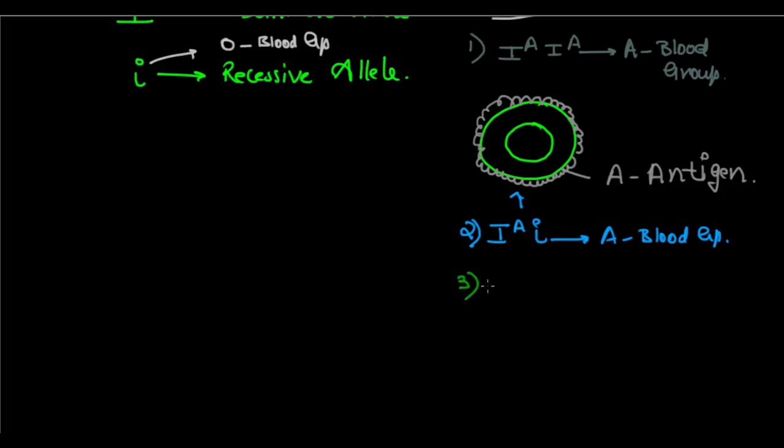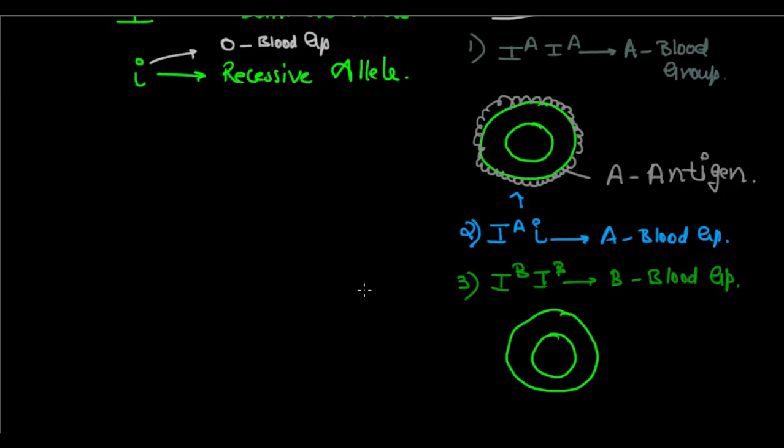Next, number 3. Let us now talk about B. IB IB. You may well have guessed this: you'll get B blood group. In this case, if you take the red blood cell, it will have another kind of protein attached to it, another kind of glycoprotein or another kind of antigen. That's what we call it.